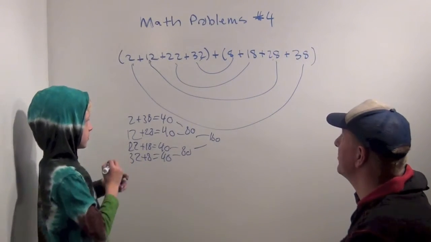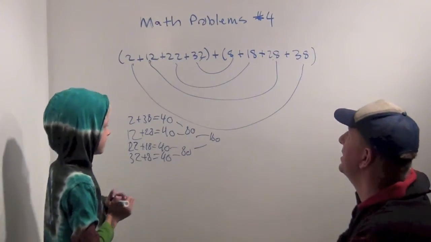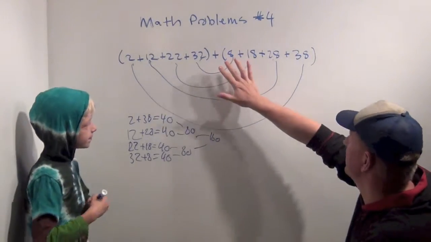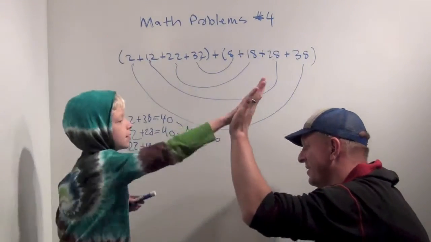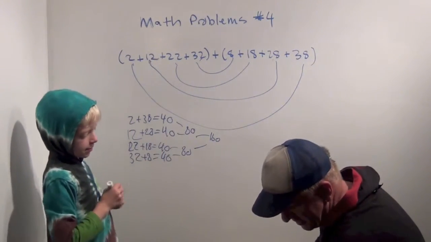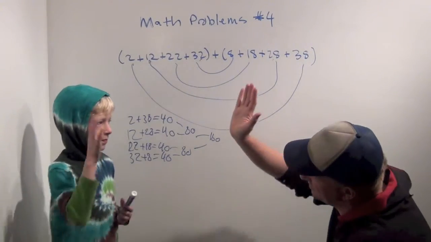So there's lots of clever ways, and if you just spend a little bit of time ahead of time figuring out how to group, sometimes you get really cool answers, right? Yeah. All right, was that fun? Yeah. You like learning about the commutative and associative property? Yeah. All right, high five again.